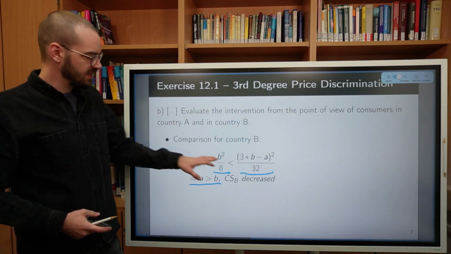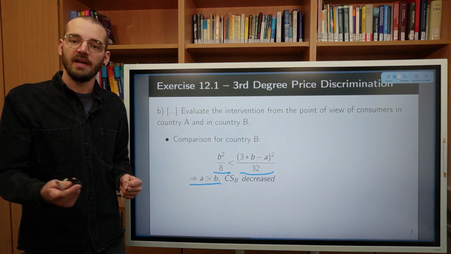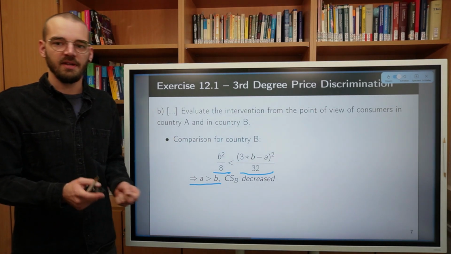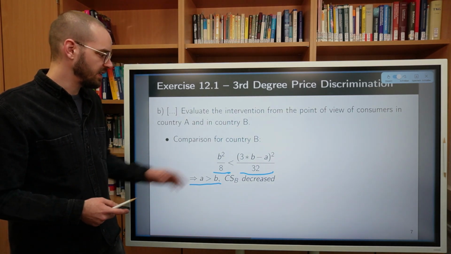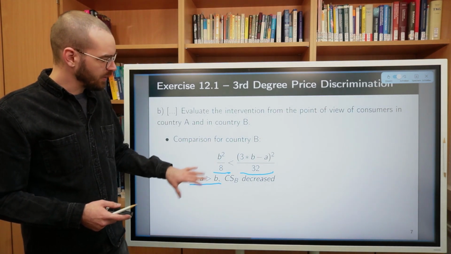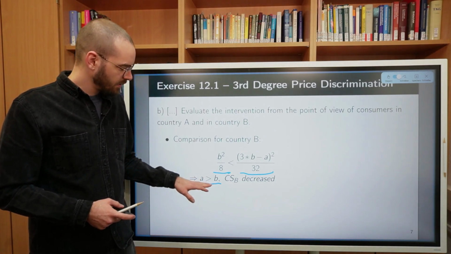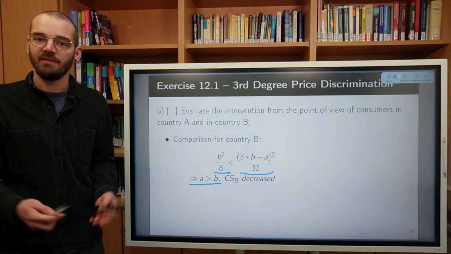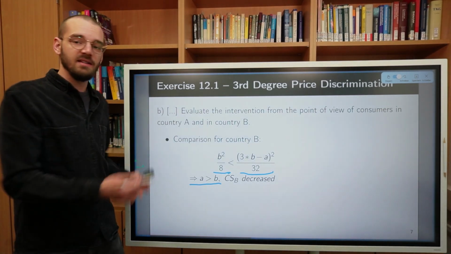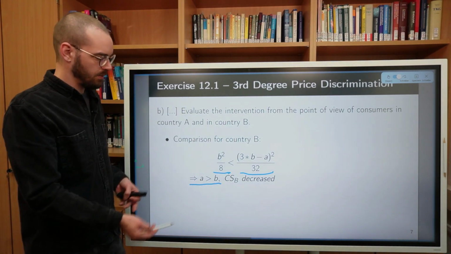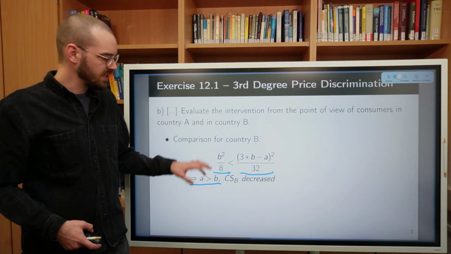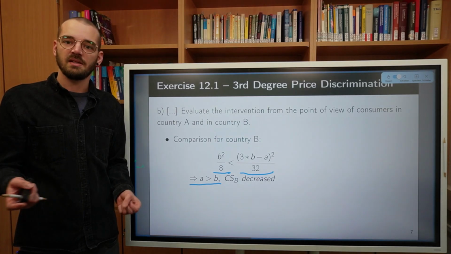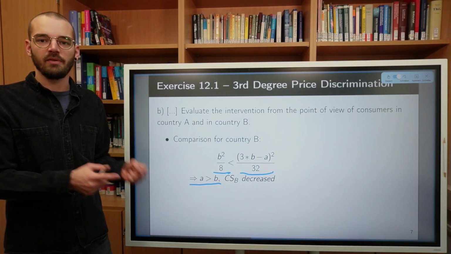And again, we simply start by stating this inequality and then rearrange the expression, by getting A on one hand side of the inequality and B on the other hand side, until we arrive at some expression that we can evaluate based on our knowledge that by assumption A is bigger than B. And as long as A is bigger than B, we know that for this particular inequality, the consumer surplus in country B decreased when moving towards a world where price discrimination is no longer allowed. So moving from A to B.